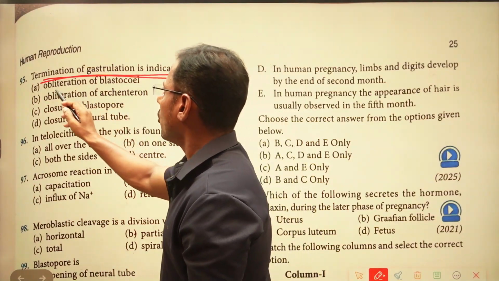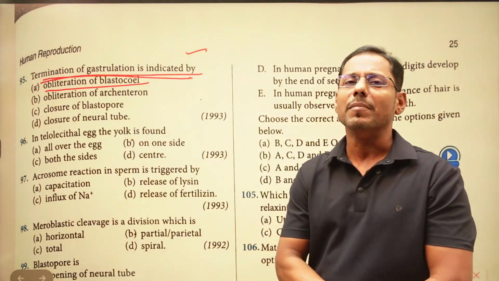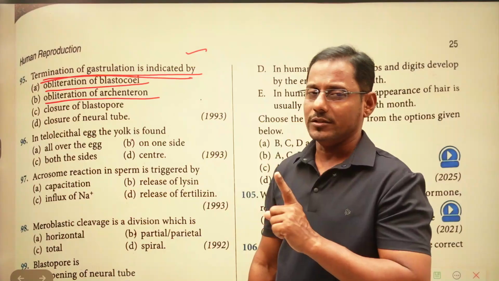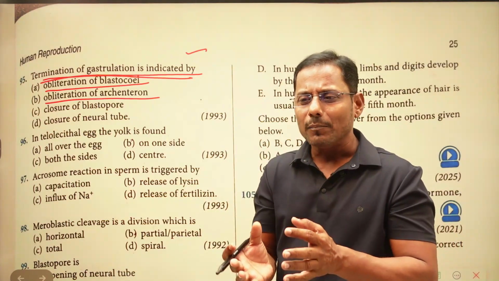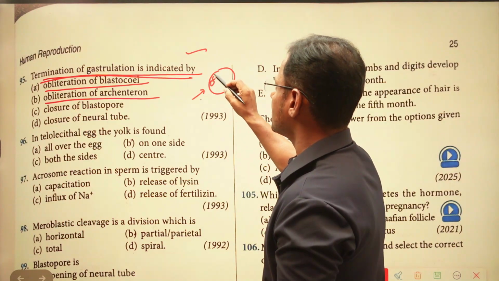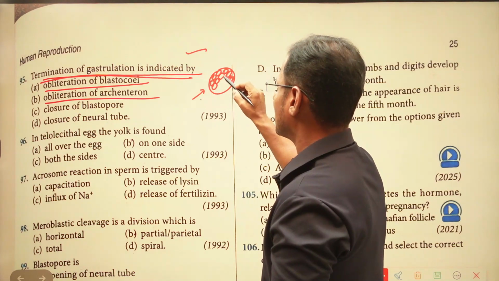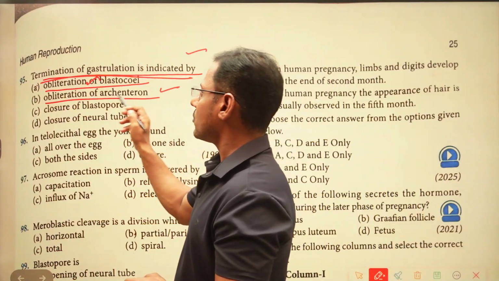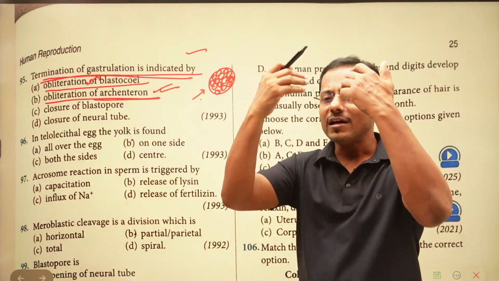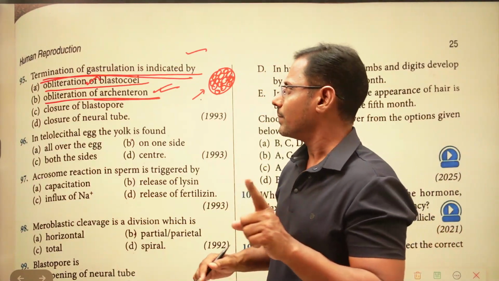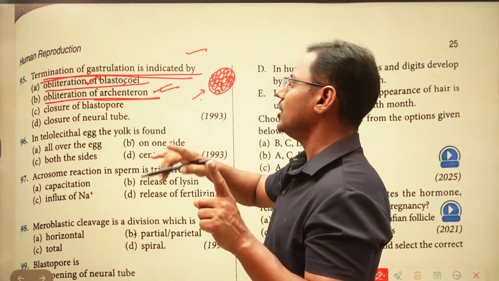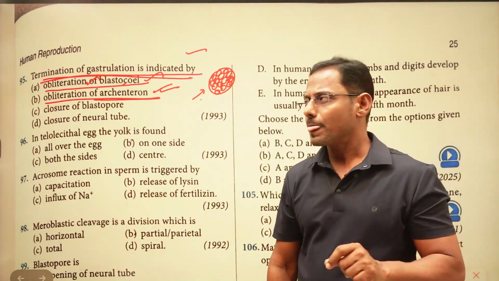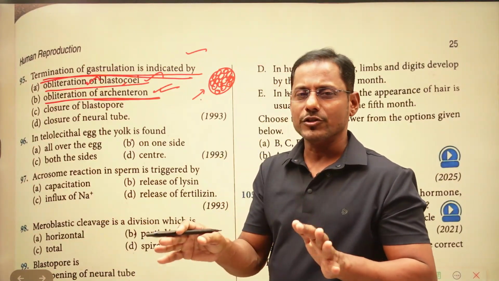Termination of gastrulation is indicated by obliteration of blastocoel. Blastocoel is nothing but the empty space present in the blastula. Obliteration of archenteron? The archenteron is not going to be obliterated. Obliterated means completely occupied. For example, there is an empty space, and some cells come in and occupy this empty space. This process is known as obliteration, right? If obliteration of the archenteron happened, the entire gut would be closed, but that is not happening here. So cells entering into the blastocoel and occupying it means the blastocoel is going to be closed. If the blastocoel is closed, then the gastrulation process is completed, right?